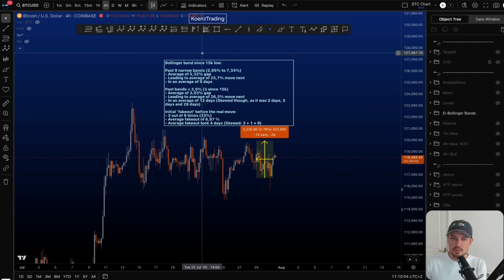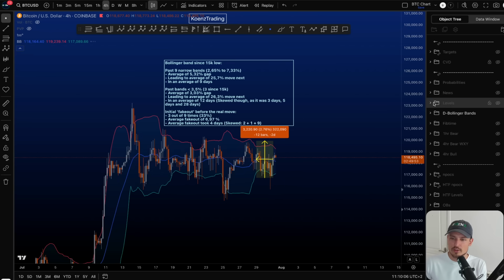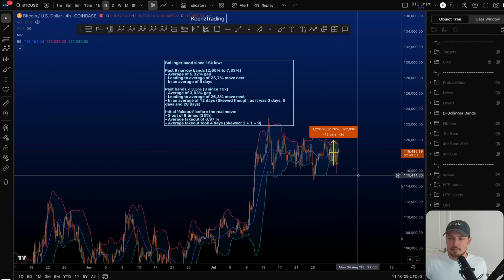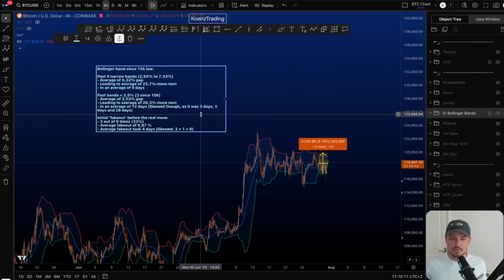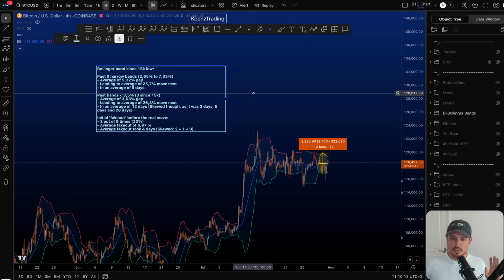Now, if we then go to the Bollinger Bands, this is very interesting. So in Discord, in the Bitcoin TA public channel, Discord is free. You can join. It's in the description in the link tree.